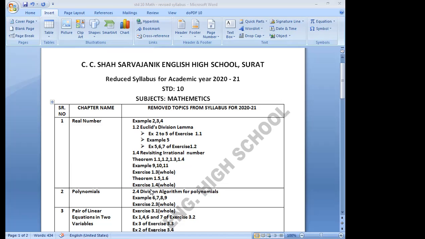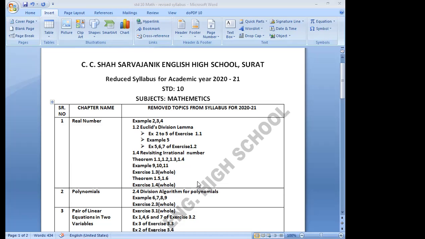Page number 30, examples 2, 3, page number 31, example 4, page 32, example 5, all these are included. Page number 33, exercise 2.2 is the whole exercise. Both the questions of this exercise are included in the syllabus.